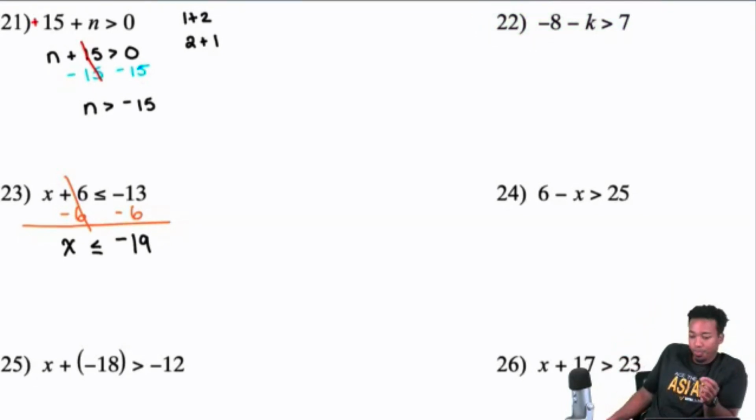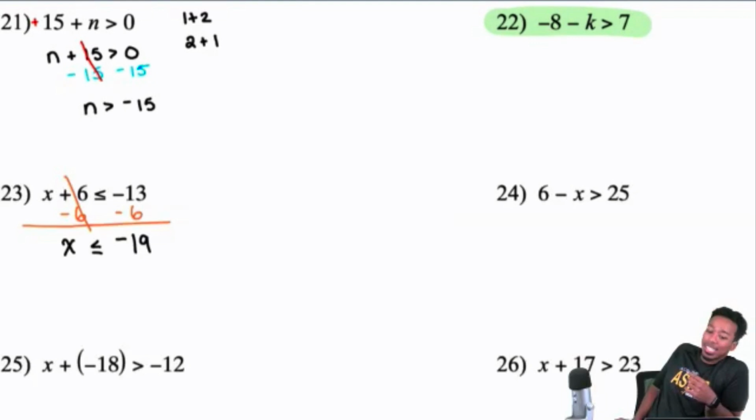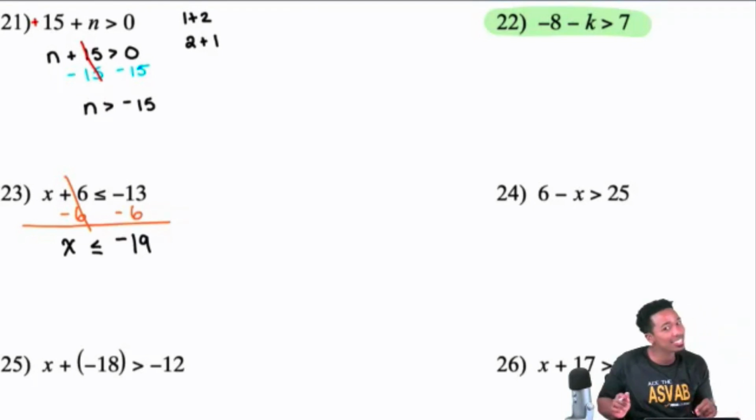So with 22, everybody, hey, Christine, let's go. This is the part of class where we start figuring stuff out. So negative 8 minus k is greater than 7. The goal is to get k by itself, right? There's that negative 8 just sitting there menacingly. You can treat that as a minus 8. You are subtracting 8. What is the opposite of subtracting 8, party people?